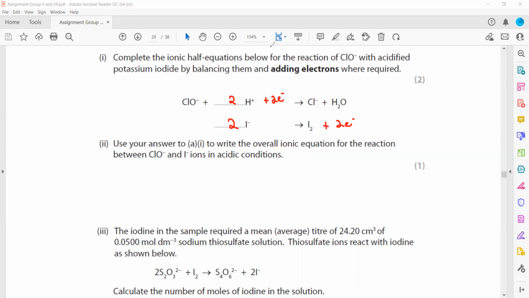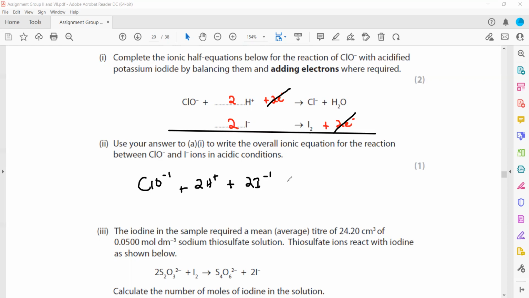Then write the overall equation. How do we write the overall equation? We make the number of electrons the same and add. But in this case, they're already the same, so we just have to add the two equations. So ClO⁻ plus 2 H⁺ plus 2 I⁻ results in the formation of a chloride ion plus water plus an iodine molecule.